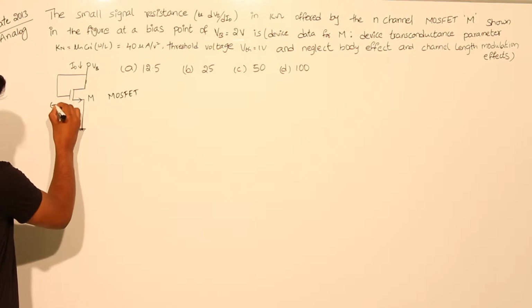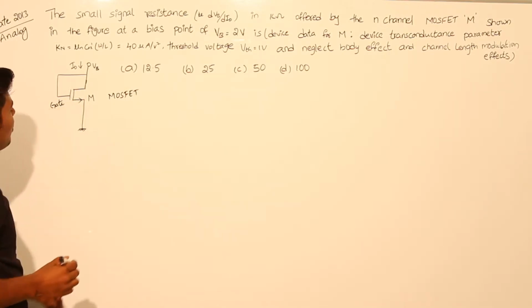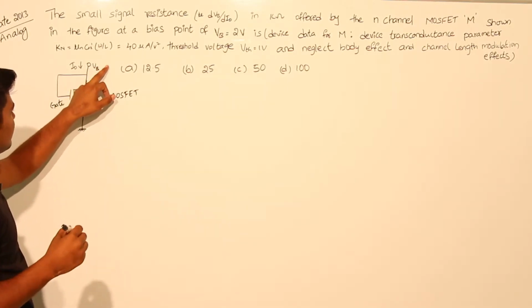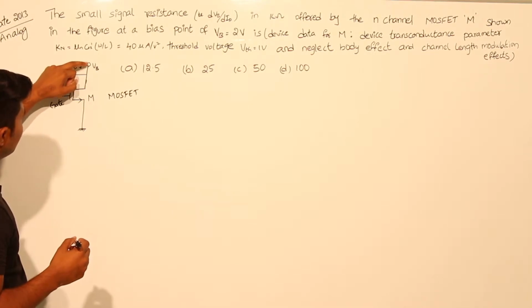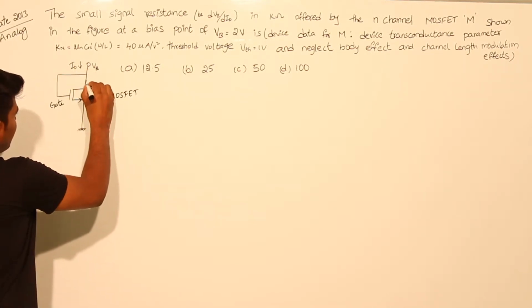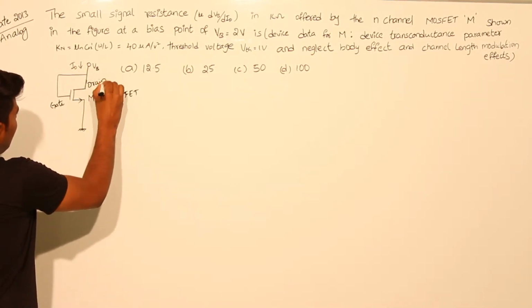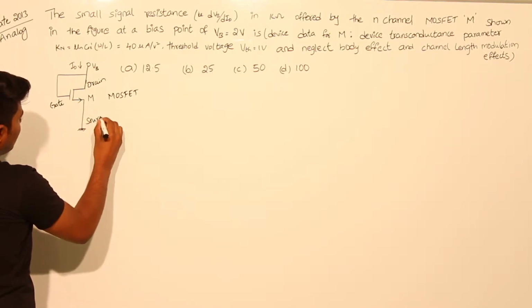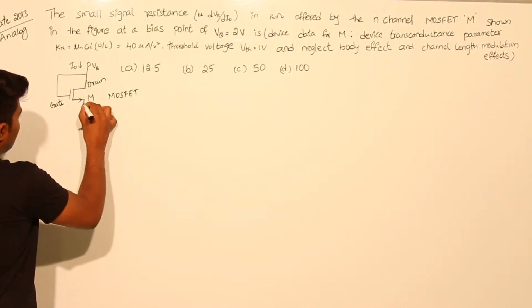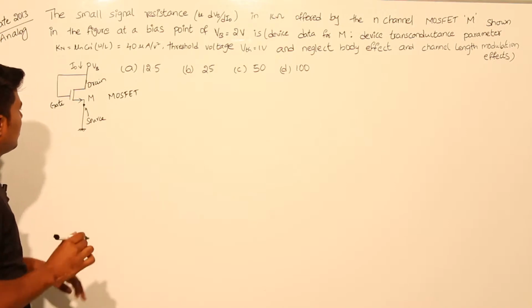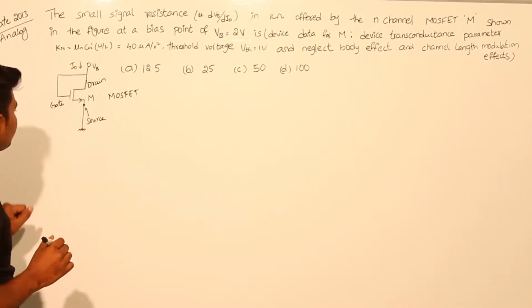So this is the gate terminal. More positive voltage is applied towards the drain, so this terminal should be the drain, and this terminal will be the source. Now we have found the terminals.